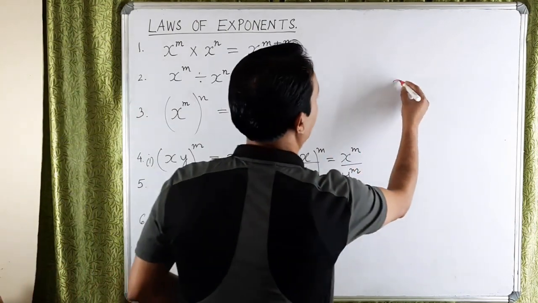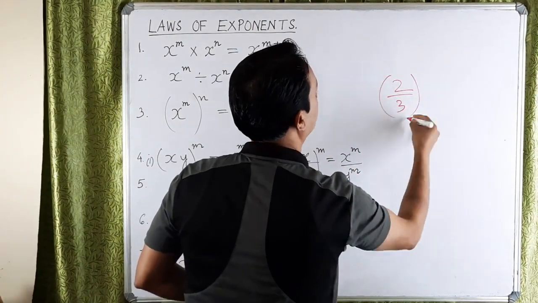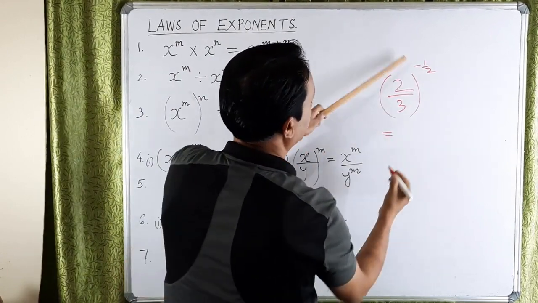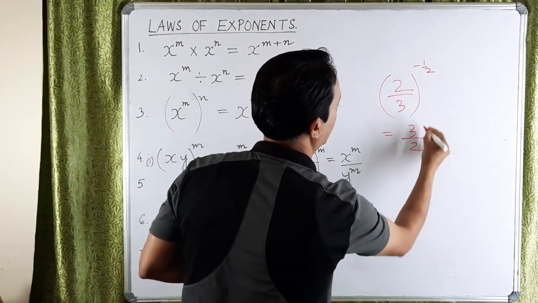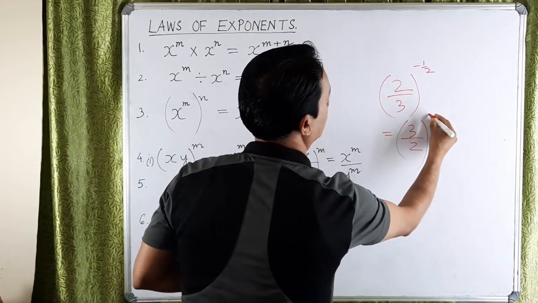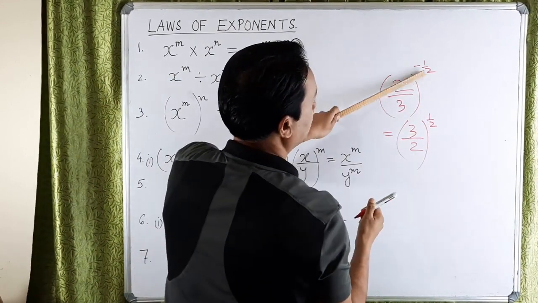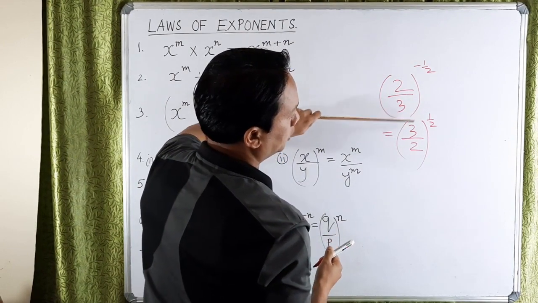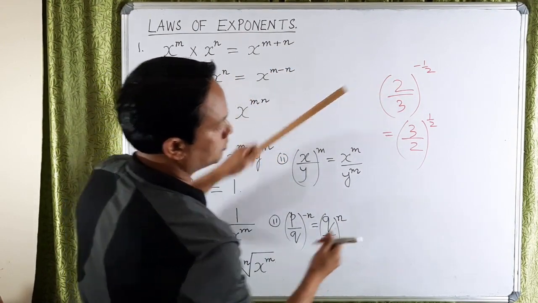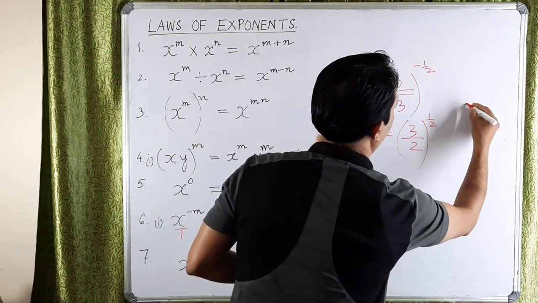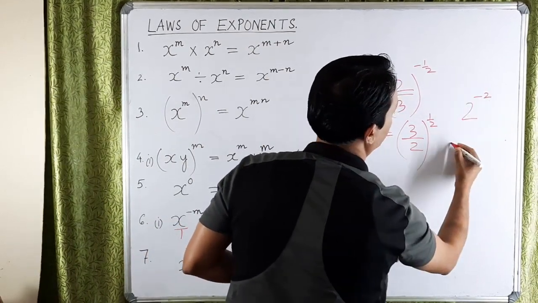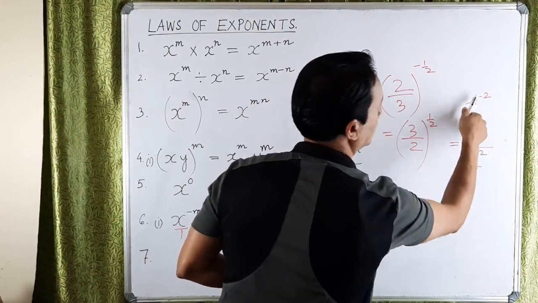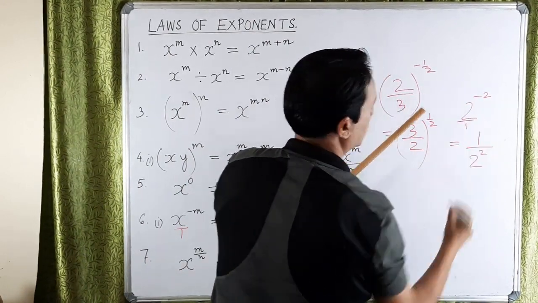For example, if we have 2 by 3 to the power minus half, and you want to make it plus half, it will become 3 by 2 to the power plus half. Don't make the exponent reciprocal, only the base will become reciprocal. Another example, say we have 2 to the power minus 2. We want to make it a positive exponent, so it will become 1 by 2 square. So this will become reciprocal.